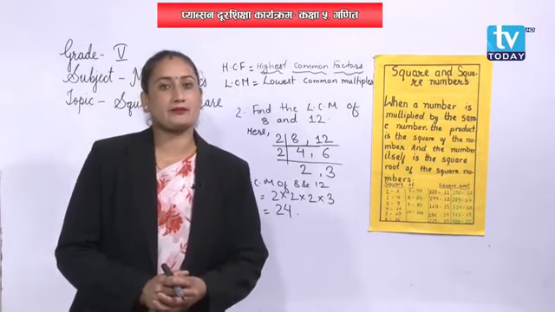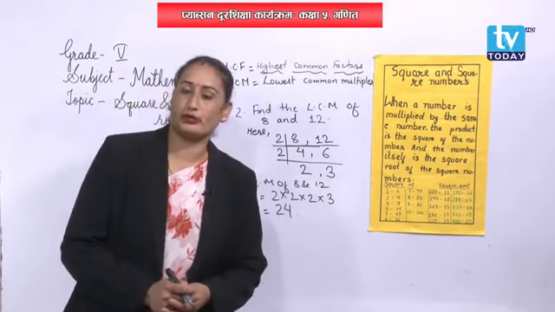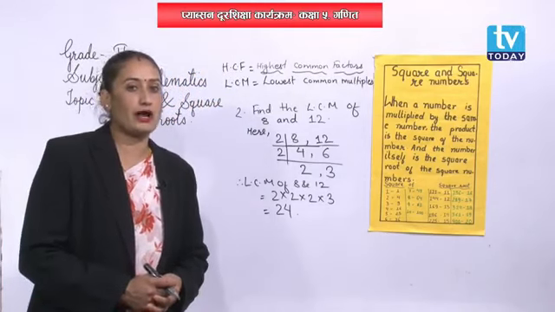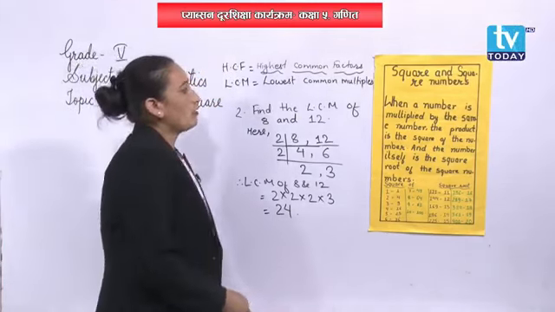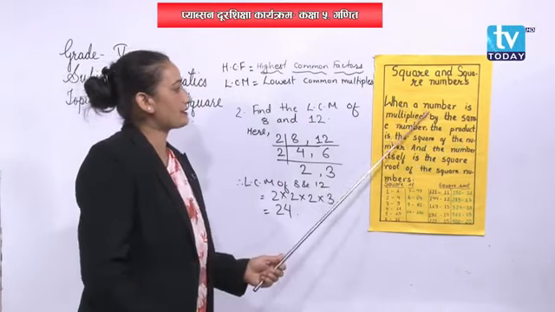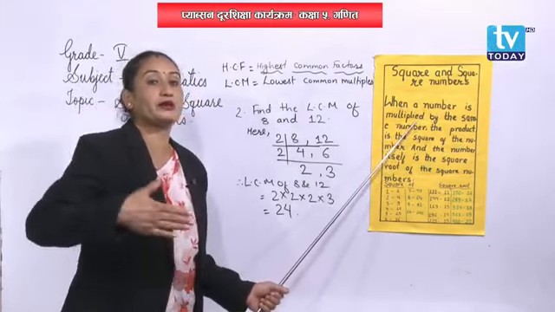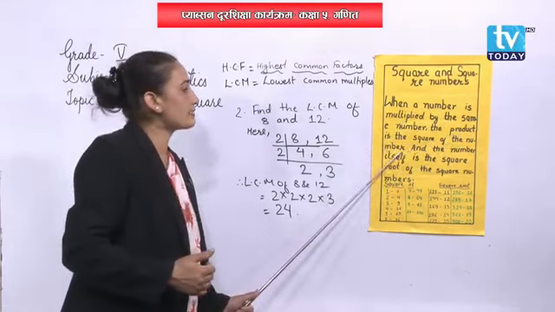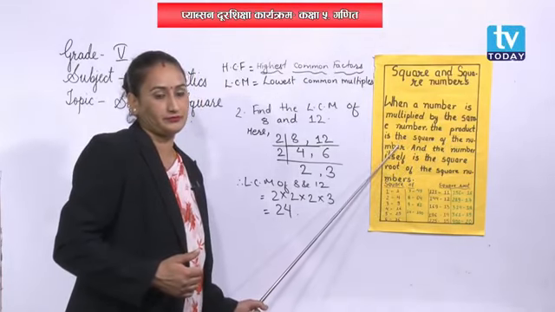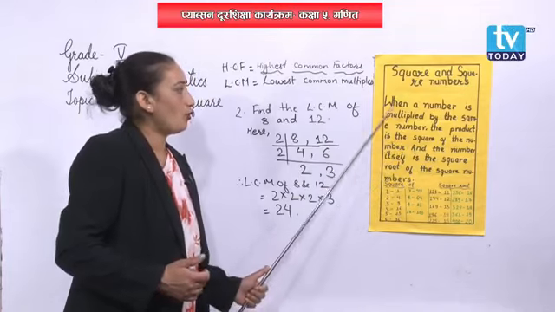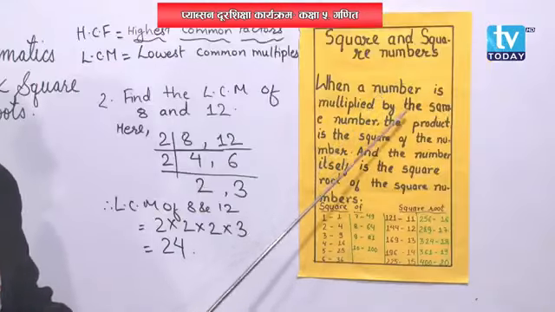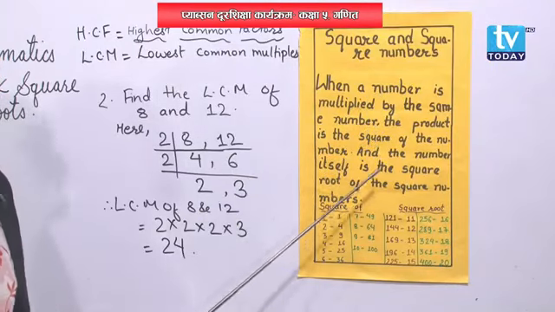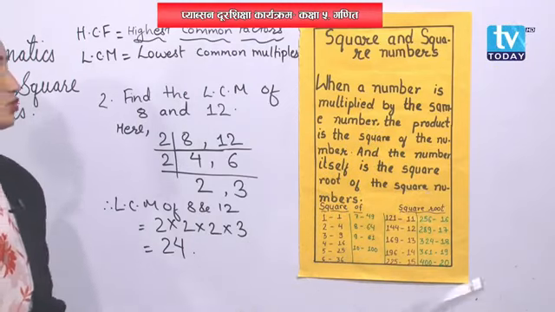Squares and square numbers, with square roots also, we will learn. So what do square and square numbers mean? What does square root mean? Let's have a look. When a number is multiplied by the same number, the product is the square of the number, and the number itself is the square root of the square number.